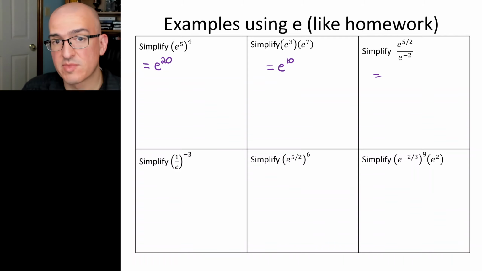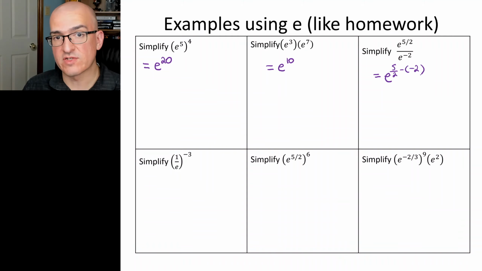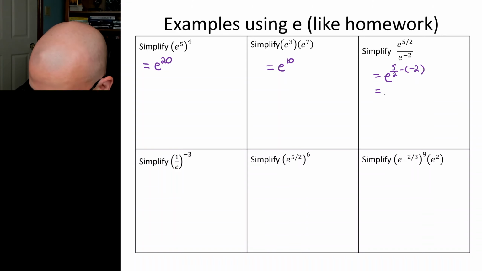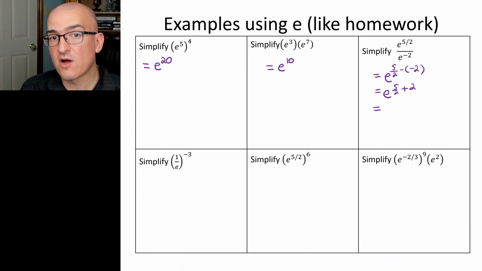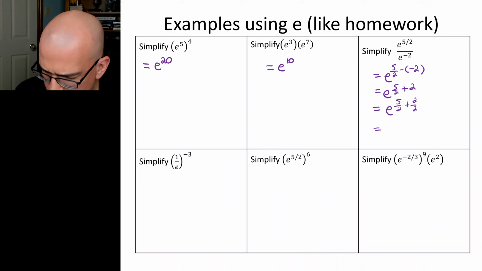Next one, that's a little bit harder to do. So I'm going to do e to the 5 over 2 minus negative 2, using that law of exponents: a to the m divided by a to the n is a to the m minus n. I have to be careful, I'm subtracting a negative, so this is going to turn into a positive. E to the 5 over 2 plus 2. Now we need to make common denominators, so e to the 5 over 2 plus 4 over 2, sorry about that, which is e to the 9 over 2. And that'd be our answer.